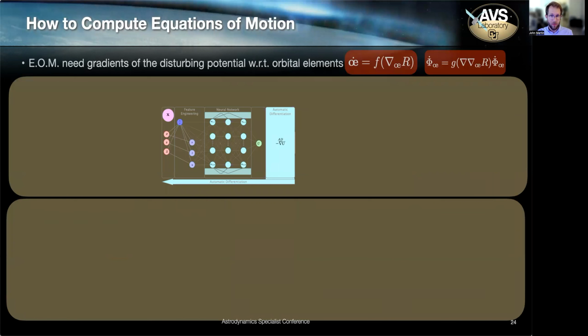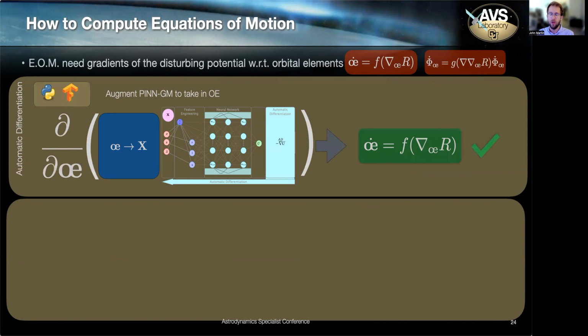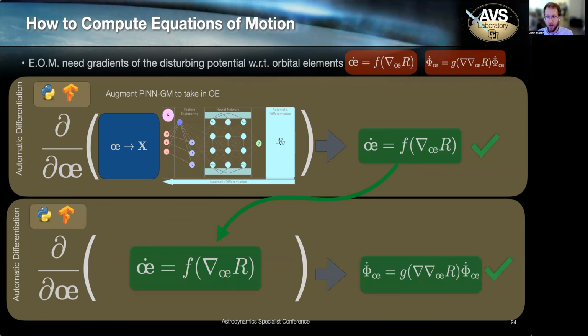So we talked about automatic differentiation. What happens if we take our PINN gravity model and we augment the algorithm to include the mapping between orbit elements and the Cartesian state? And then we use automatic differentiation to take the derivative of this algorithm to produce the corresponding Jacobian. And then we can repeat this process to get the Hessian. Now suddenly we have exact expressions for the equations of motion using the orbit element shooting method.